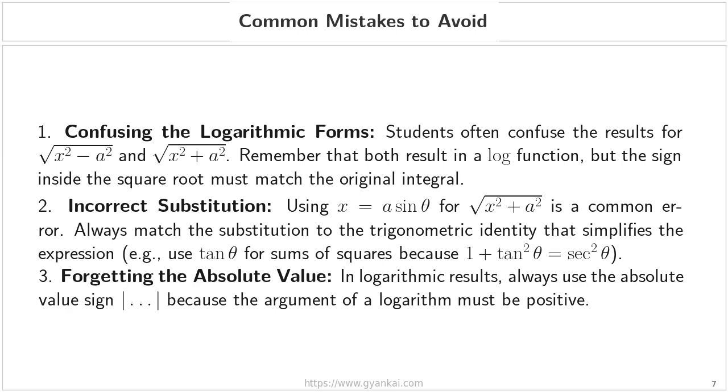3. Forgetting the absolute value. This is a small but important detail. When you have a logarithmic result, that is, a natural log in your final answer, always include the absolute value sign around the argument of the logarithm. That's the expression inside the log. The reason is that the logarithm function is only defined for positive arguments. So, writing log of the absolute value of the expression ensures that your answer is mathematically valid for all possible values of x.